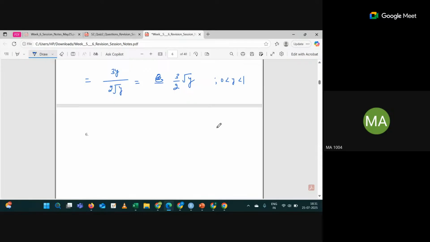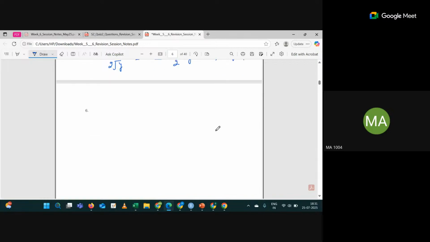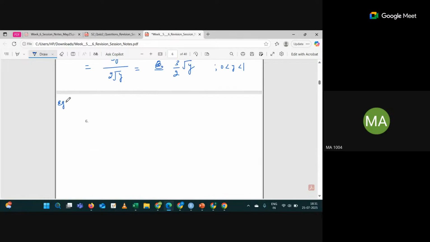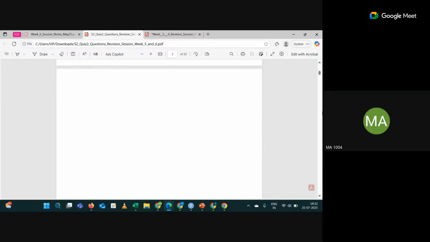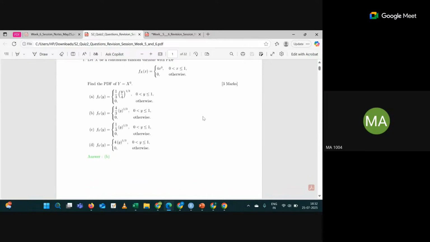Should we jump to the next topic, or should I take any other example? Let me take another example. Very simple example again. Suppose I'm saying x follows exponential with parameter lambda. Or else, let me solve this question. Okay, let's solve this question.